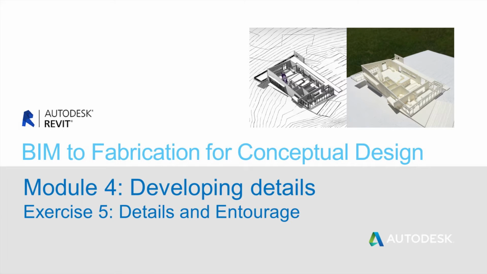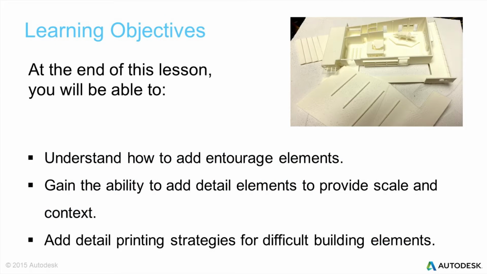Module 4, Exercise 5 is all about adding details and entourage to your physical model. This is going to give your model that sense of context, a little bit of style to it, and add the opportunity to provide that context that makes your physical model pop and actually be expressive of the design intent. So in this exercise, we're going to understand how to add entourage elements, gain the ability to add detail elements to provide scale and context, and add detail printing strategies for difficult building elements.